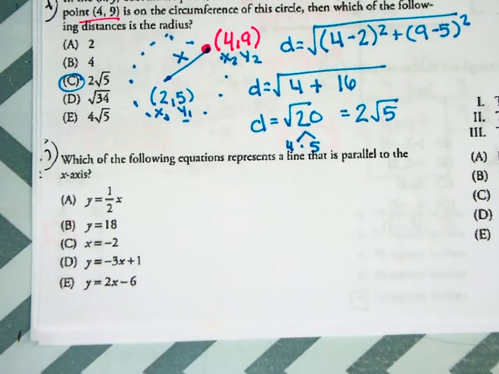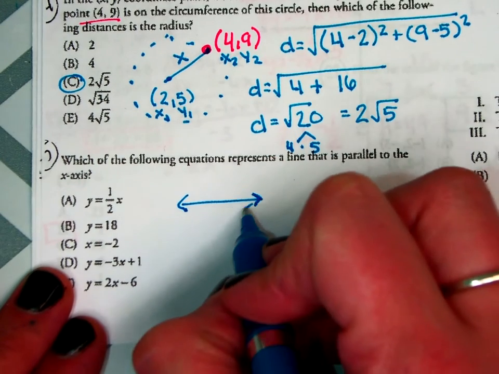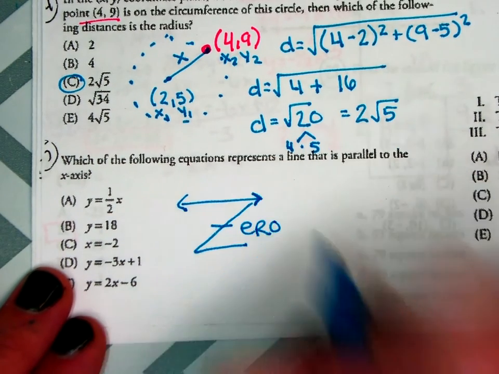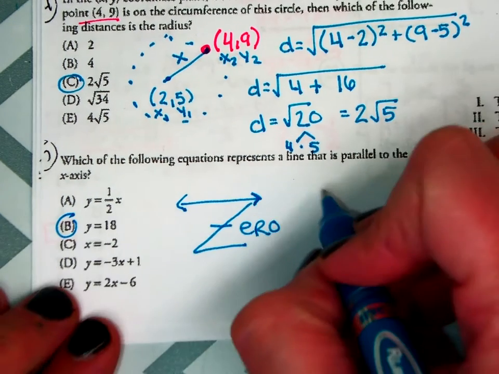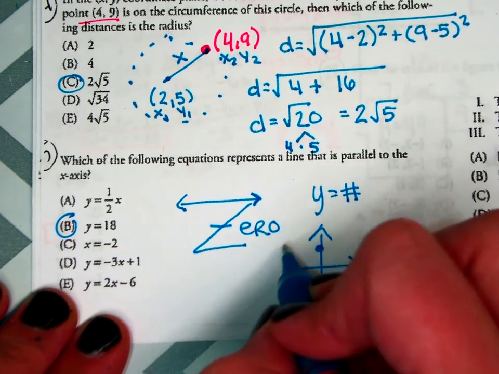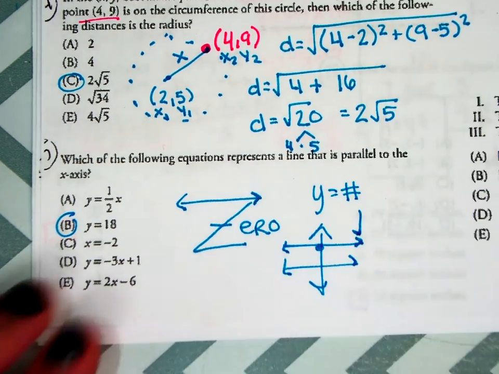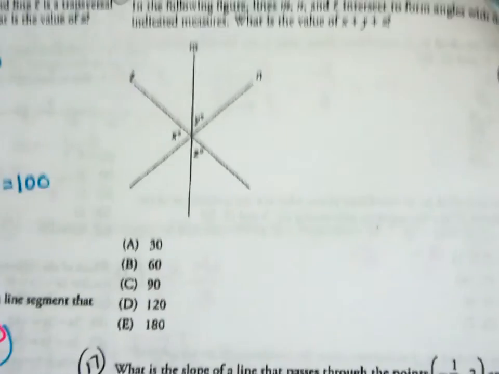Okay, number 15, which of the following equations represents a line parallel to the x-axis? Well, the x-axis is horizontal, and remember, if lines are horizontal, the slope is 0. Looking at your answer choices, we're looking for things that are parallel. Well, the only line that has a slope of 0 is y equals a number. When we graph y equals a number on the xy plane, we go up to that number and graph it horizontally, which means the slope is 0. So the answer is B. Number 16, pull this up real quick.